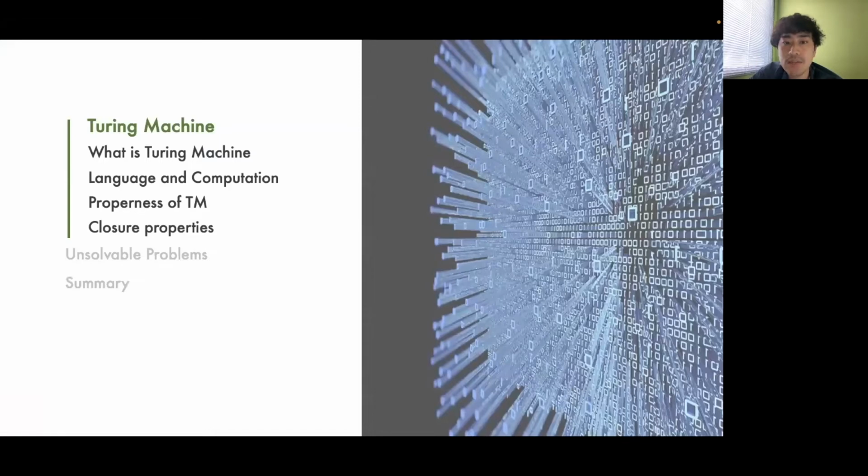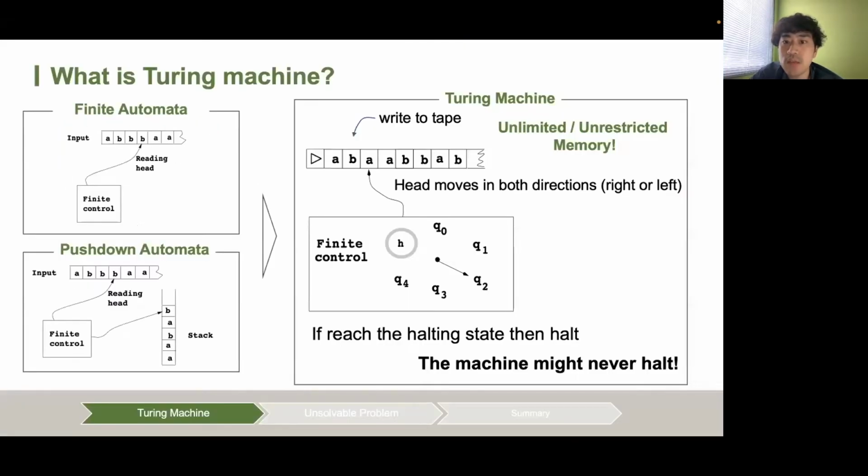In this presentation, we will explain two important concepts, Turing machine and unsolvable problem. Let's start with Turing machine. So what is Turing machine? Turing machine is an extended computational model compared to finite automata or push-down automata. This machine is used as a formal model of the modern computer.